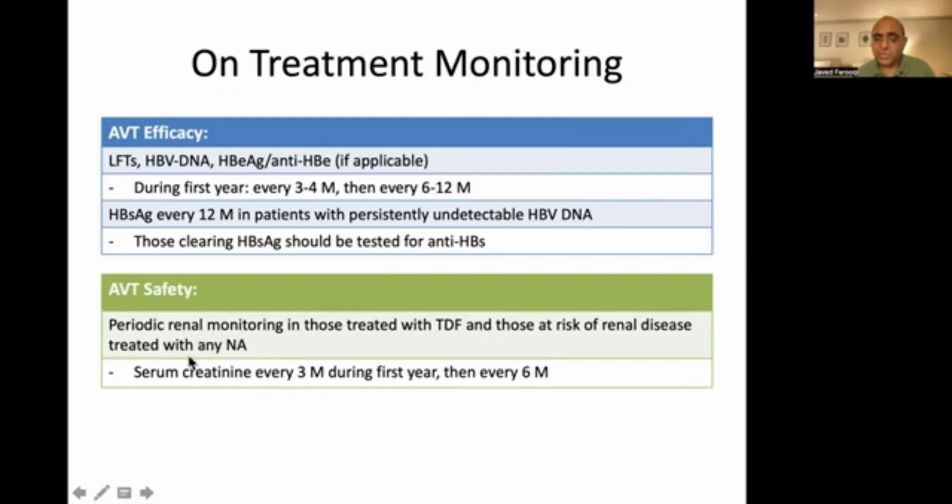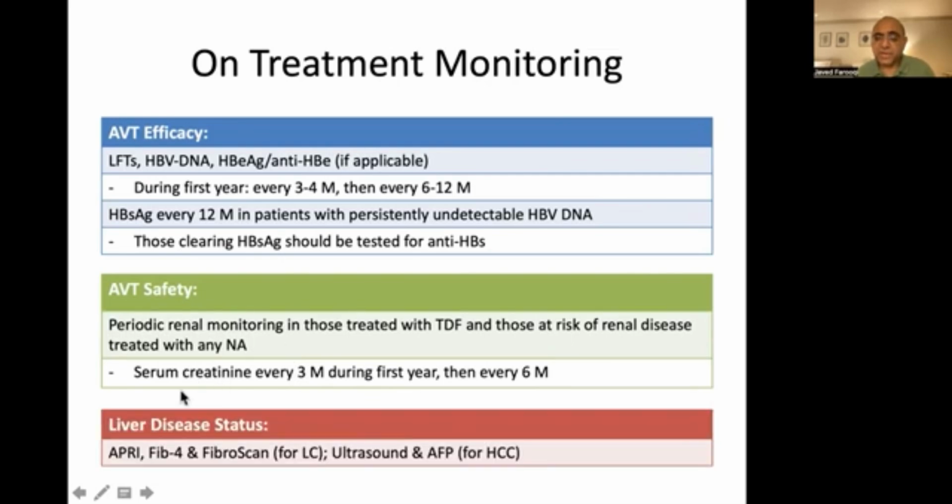And what is the most important test for this purpose? The serum creatinine every 3 months during the first year, and then every 6 months. So the creatinine is checked for the renal safety of entecavir. And the same if the patient is at risk of osteoporosis, then periodic DEXA scanning of the bone must also be done.